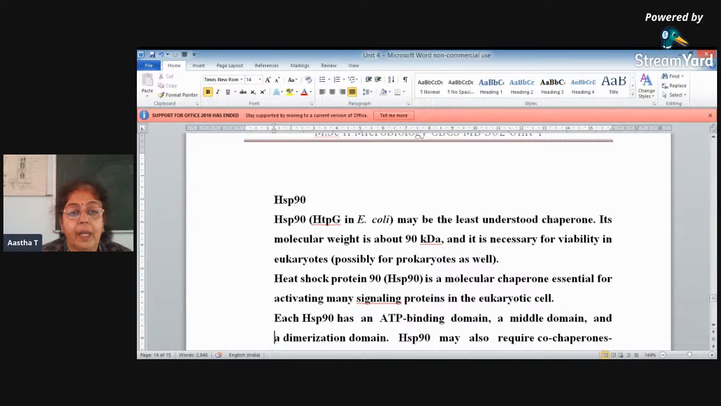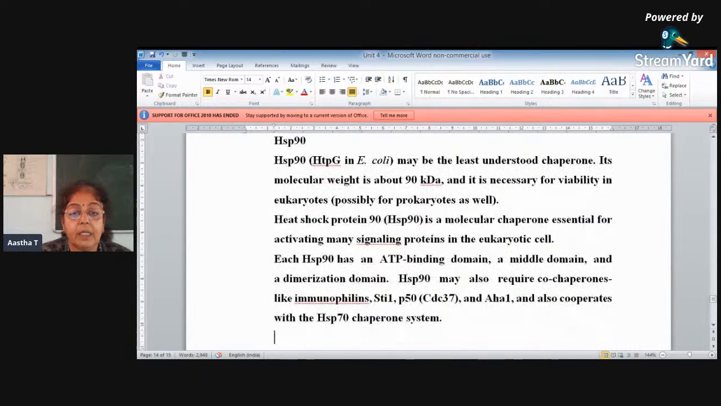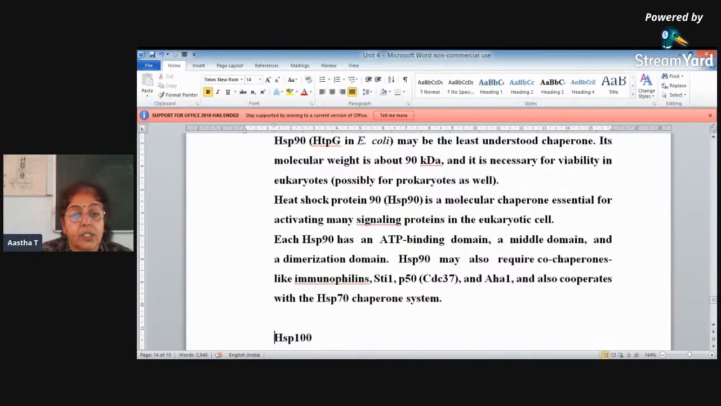Next one is HSP90. It is known as HTPG in E. coli. It is a very less understood chaperone or heat shock protein. 90 kilodalton is its molecular weight, and it is found to be responsible for viability in eukaryotes, sometimes even in prokaryotes. HSP90 is a molecular chaperone essential for activating many signaling proteins in eukaryotic cells. So they are useful in signal pathways or signal transduction.